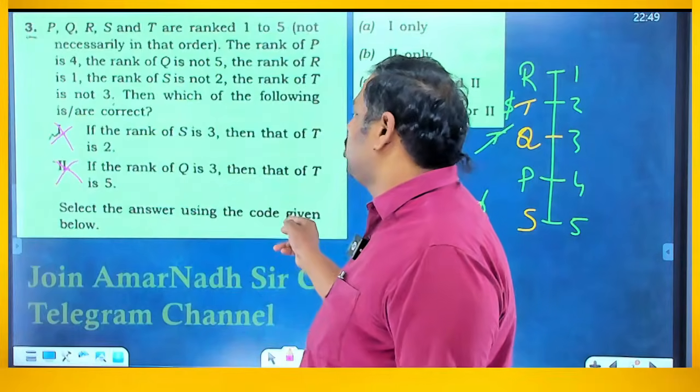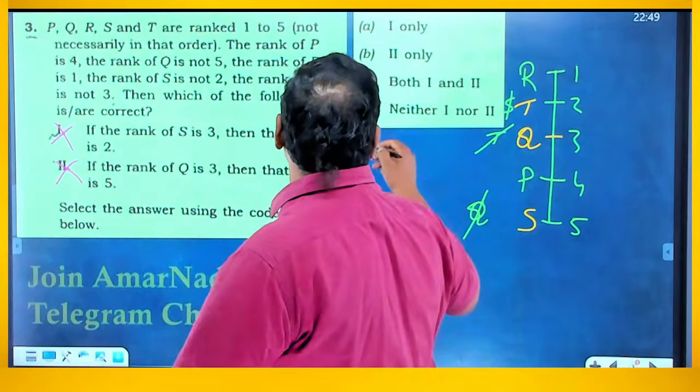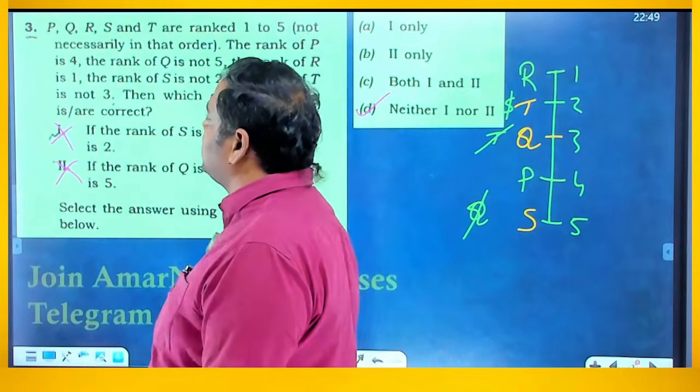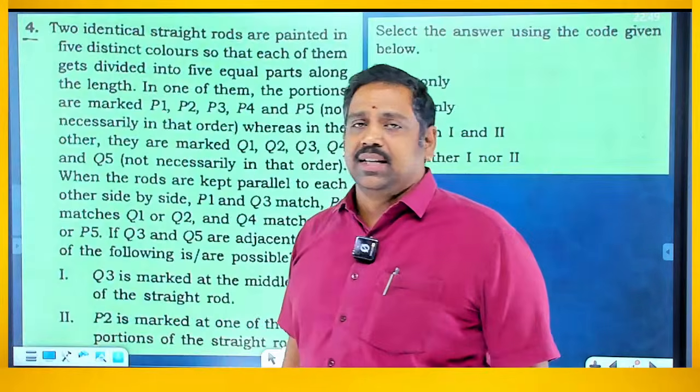Select the answer using the code given below. So the answer is neither 1 nor 2 is correct. That is D, the right answer. I hope you understand. Right, so the next beautiful one.